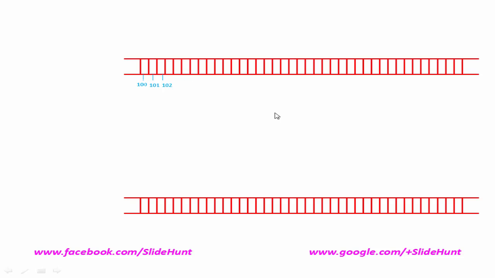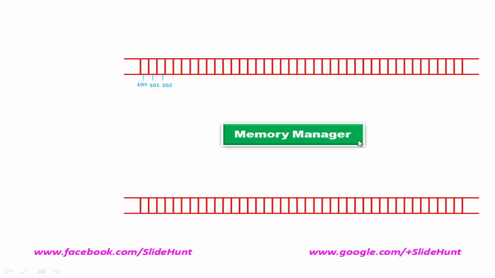The next thing is that the memory of the computer is managed by a component called the memory manager. The memory manager controls the whole memory. It keeps track of what part of memory is allocated and what part of memory is free. And if you want to store something in the memory, you need to talk to the memory manager. If it gives you permission, then you can use the memory.